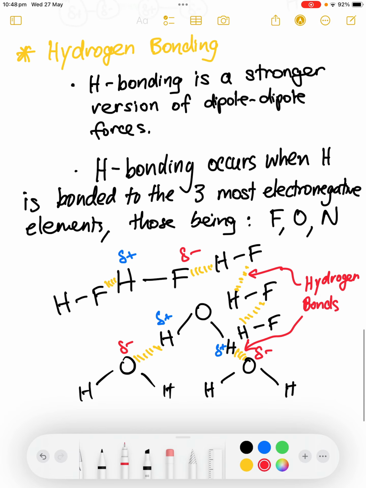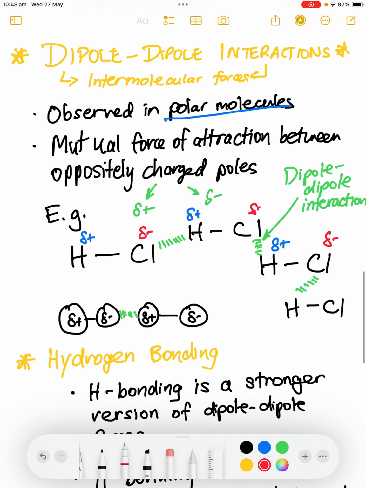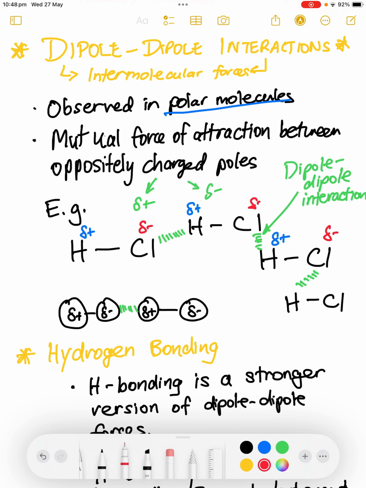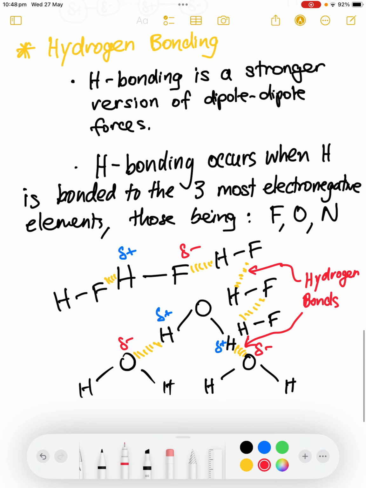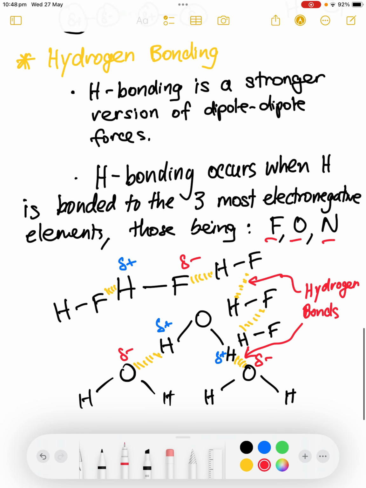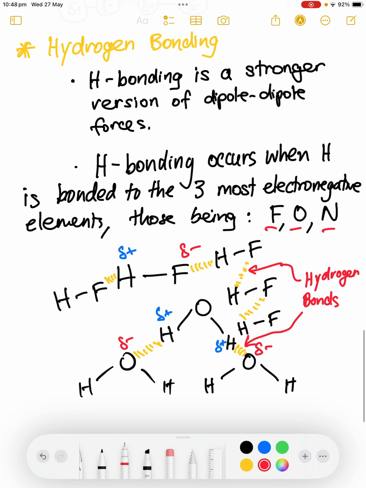As we said earlier, though, dipole-dipole interactions are observed in polar molecules. Hydrogen bonding is definitely observed in polar molecules. And fluorine, oxygen, nitrogen, the three most electronegative elements there are. All right, it is observed in all those.